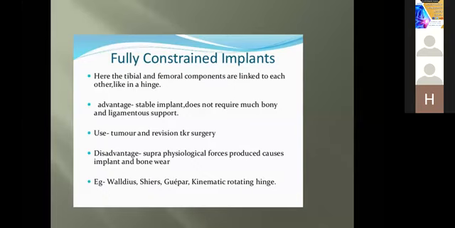Fully constrained implants, the tibial and femoral components are linked to each other in a hinge, whether a rotating hinge or a fixed hinge. Advantage: stable implants that do not require much bony and ligamentous support. Tumor and revision case prostheses can be used in revision cases. Disadvantage: supraphysiological forces are produced, causing implant and bone wear, especially at the implant-cement and cement-bone interfaces.